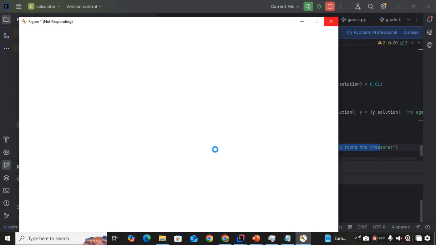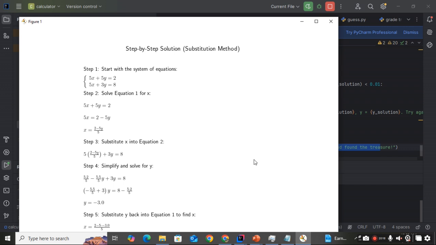I hope it works. My apologies, my PC is relatively slow, so we try to wait for a while. Okay, so the step-by-step solution, the substitution method.